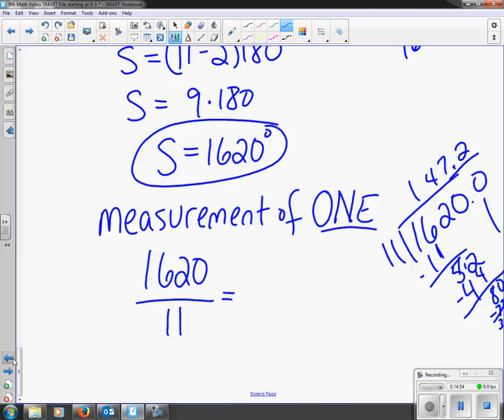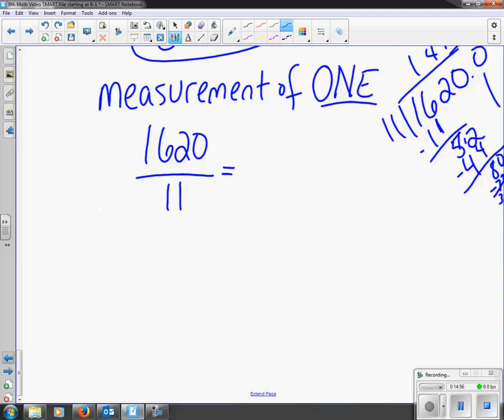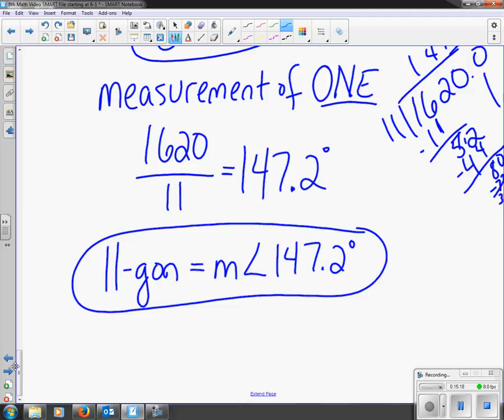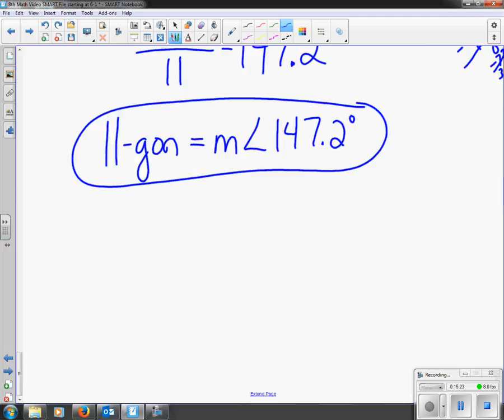So the angle, the measurement, hold on, now I lost my number. 147.2 degrees. I rounded. Okay, so for an 11-gon, I don't know the name of that either. Okay, the measurement of one angle is 147.2 degrees. Okay, so when you see 11-gon, that just means it's an 11-sided polygon, or 19-gon, it's a 19-sided polygon.